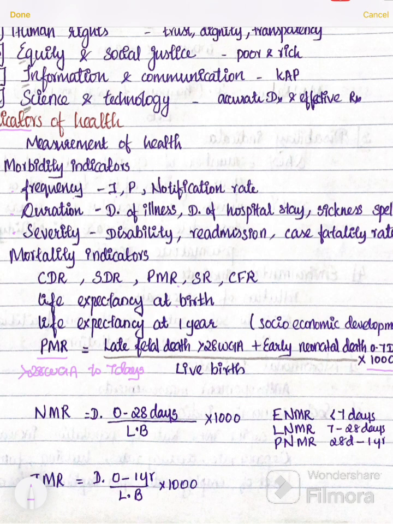Now comes neonatal mortality rate. Children from birth up to 28 days are called neonates. Early neonate is birth to 1 week of life. Late neonate is 1 week to 28 days. Post neonatal period is 28 days to 1 year. Now comes neonatal mortality rate. We learned that neonate is birth to 28 days. So deaths during this period divided by live births, multiplier is 1000.